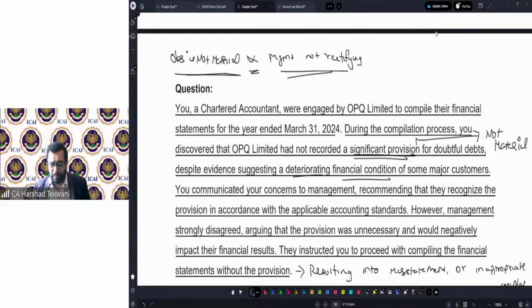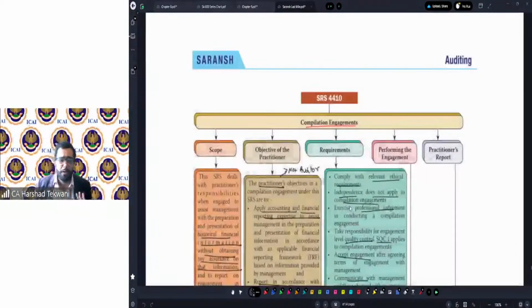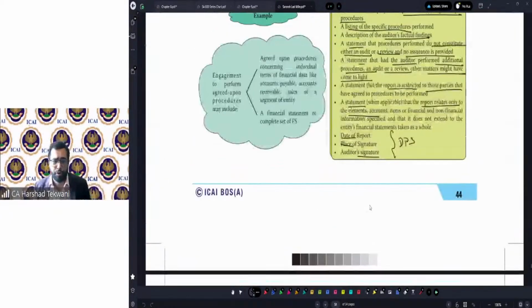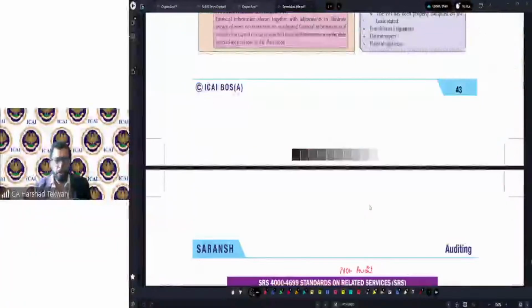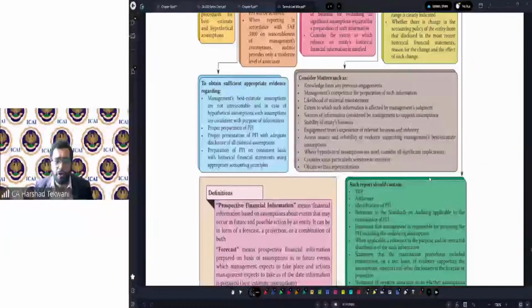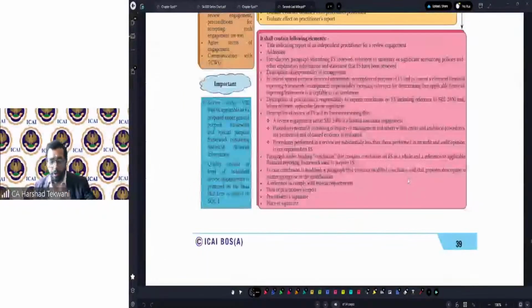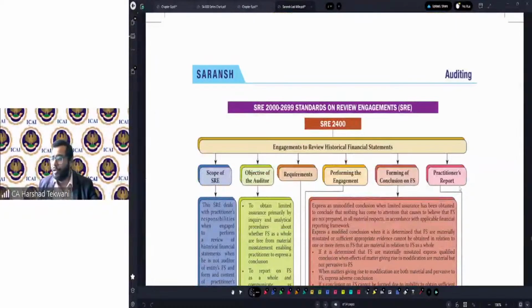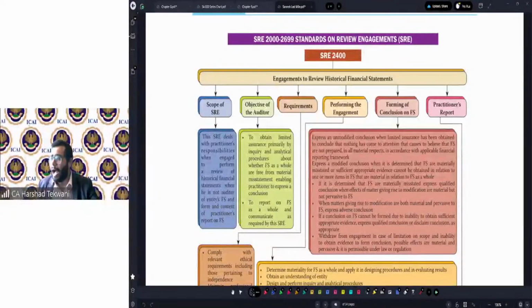Chapter number 10. Now, this was chapter number 9, SRS, related services. Now we will proceed to chapter number 10. We'll again use the summary. It's very, very good. It's very well drafted. I would refer everyone to go through this one. So chapter number 10 is basically on the standards on review engagements. What are the standards on review engagements? That is what we need to understand, and how they are different from the SRS that we have done till now.